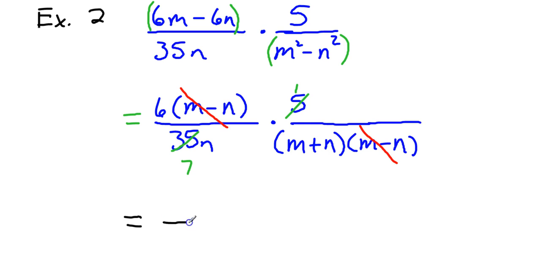So in the numerator, you've got 6, that cancels, you've got 6 times 1 for 6. In the denominator, you've got the 7, still got the n, and then you've got the parentheses, m plus n.